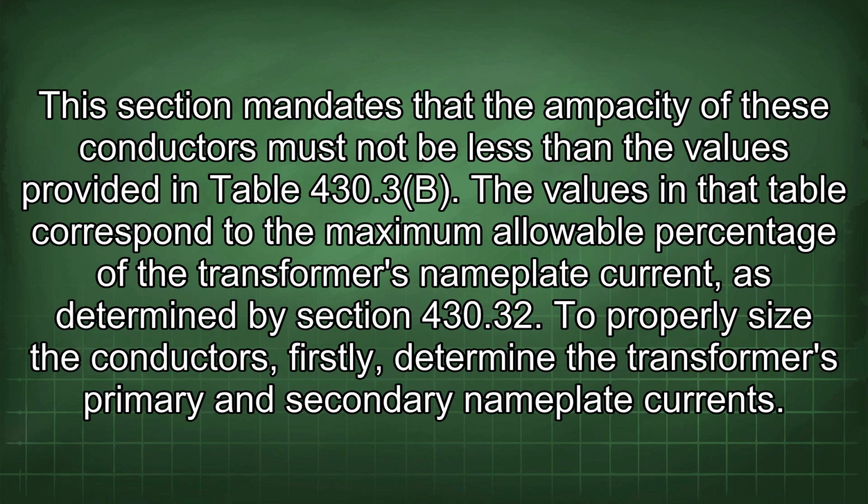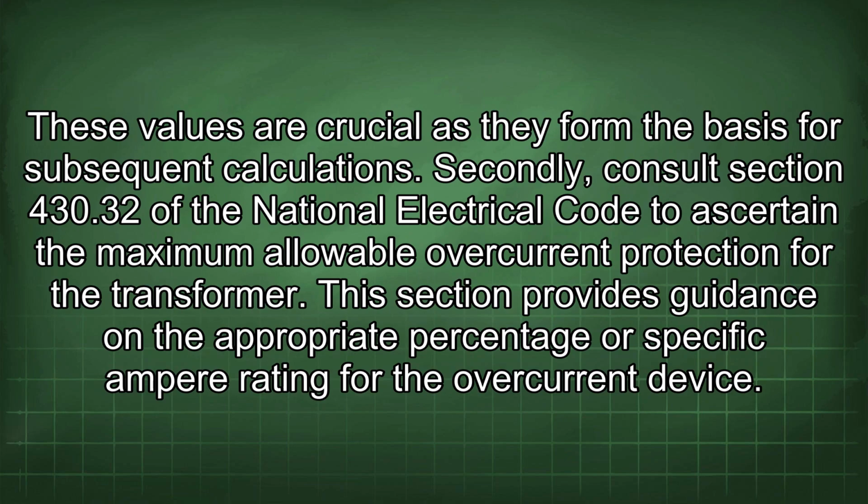The values in that table correspond to the maximum allowable percentage of the transformer's nameplate current, as determined by Section 430.32. To properly size the conductors, firstly, determine the transformer's primary and secondary nameplate currents. These values are crucial as they form the basis for subsequent calculations. Secondly, consult Section 430.32 of the National Electrical Code to ascertain the maximum allowable overcurrent protection for the transformer. This section provides guidance on the appropriate percentage or specific ampere rating for the overcurrent device.